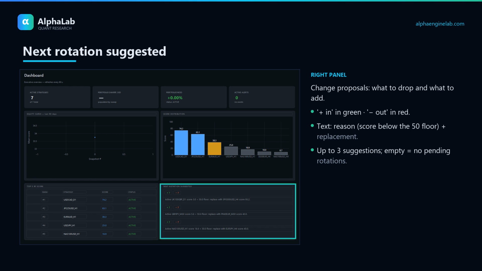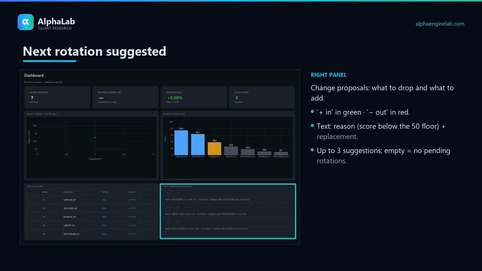The right panel, Next Rotation Suggested, is where the system proposes changes to your portfolio. Each suggestion shows 2 labels, a plus in green with the strategy that would come in, and a minus in red with the one that would go out, and below them the reason in text. For example, active UK 100 GBP daily score 3.0 below the 50 floor. Replace with SPX 500 USD H4 score 93.2. It tells you the current strategy has fallen below the minimum threshold of 50 and offers a much better candidate to replace it. It shows up to 3 proposals.